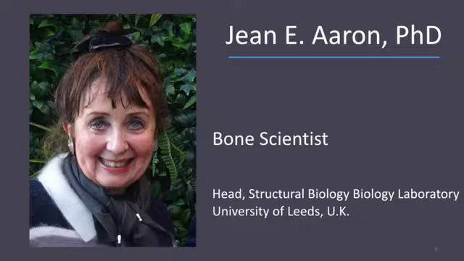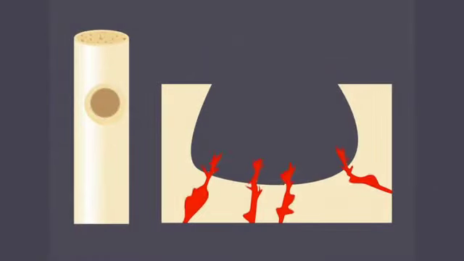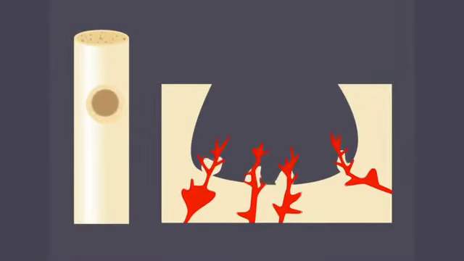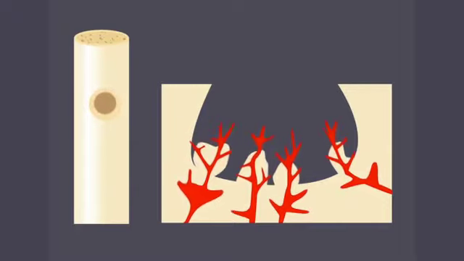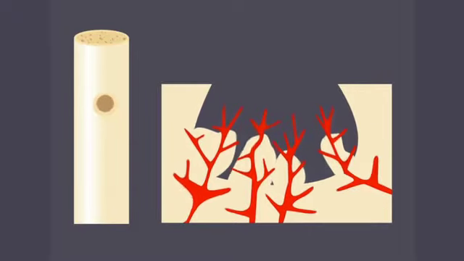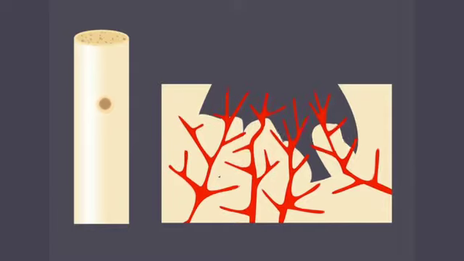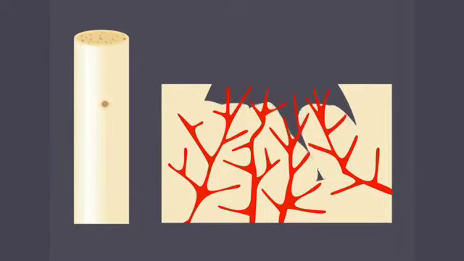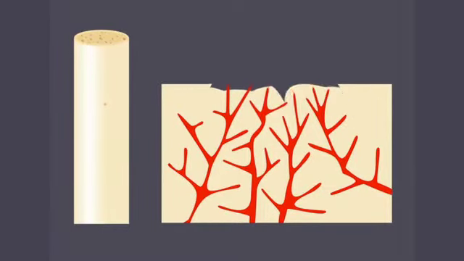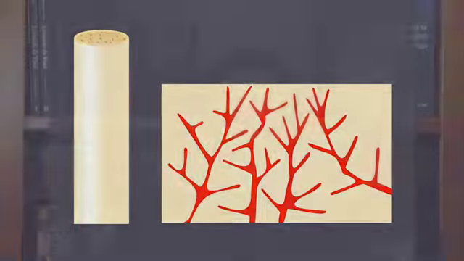We know from the work of Jean Aaron at the University of Leeds that bone which has been injured by either surgery or trauma is healed by a process of extension of Sharpey's fibers into the volume, into the defect, and then bone follows behind it. So a Sharpey's fiber precursor is necessary to create bone formation in a membranous situation.